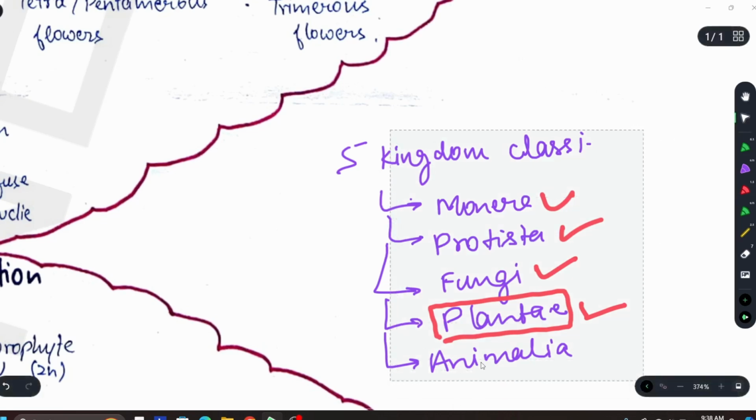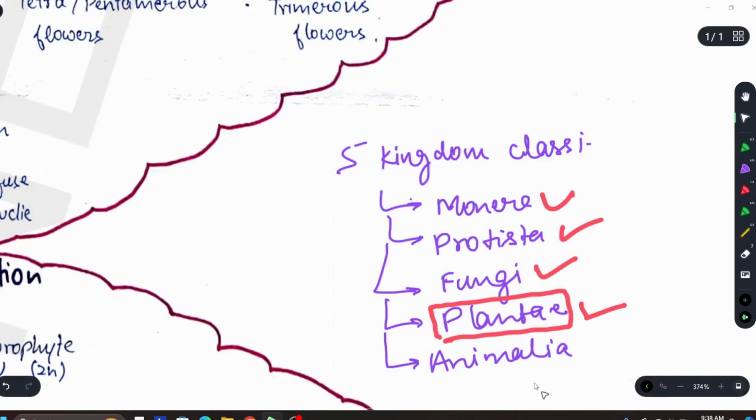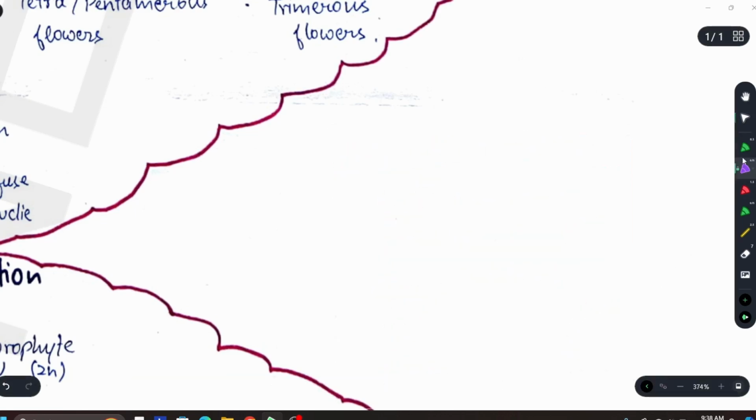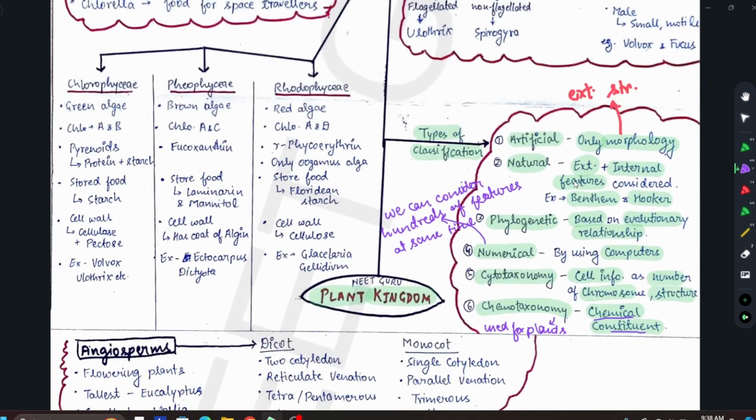Okay, and Animalia kingdom is in the next chapter, which is basically called Animal Kingdom. So, Animalia kingdom we will study in the next chapter. Today we are going to study kingdom Plantae.